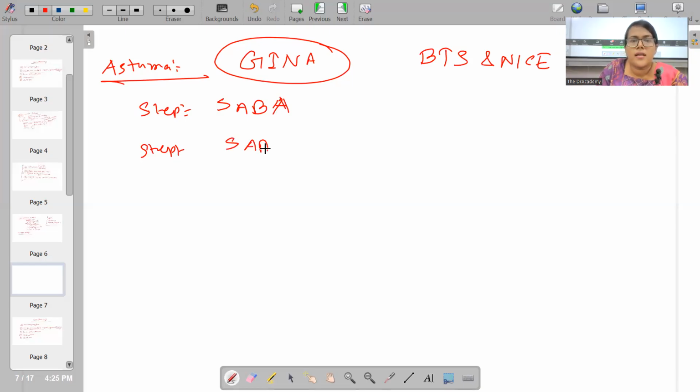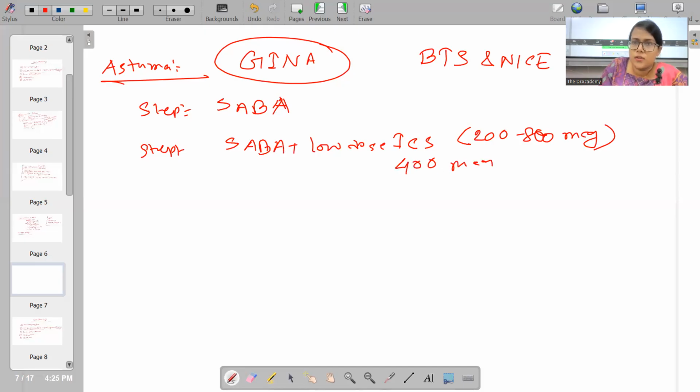So step two is, if the patient is still having symptoms, you can combine SABA with a low dose inhaled corticosteroid. Low dose being 200 to 800 mcg. However, it's quite a good approach to start with 400 mcg, okay?